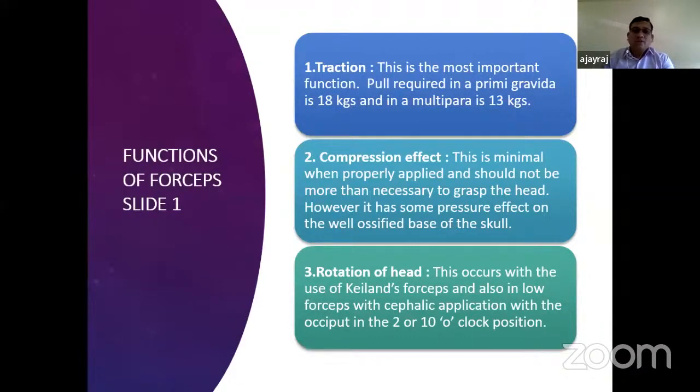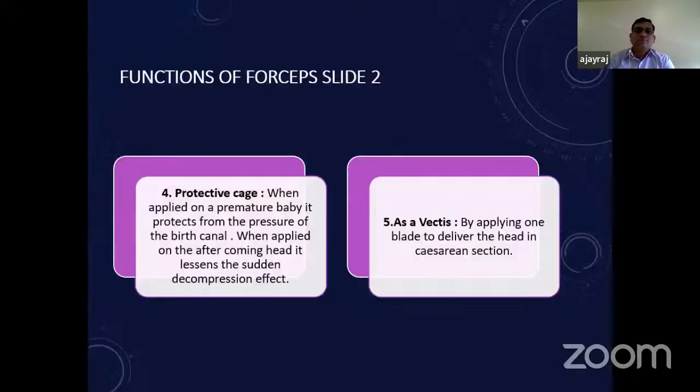Rotation of the head. This occurs with the use of Kielland forceps and also in low forceps with cephalic application with the occiput in the +2 or 10 o'clock position. Protective cage. When applied on a premature baby, it protects from the pressure of the birth canal. When applied on the aftercoming head, it lessens the sudden decompression effect. As a vectis, one blade is applied to deliver the head in cesarean section.